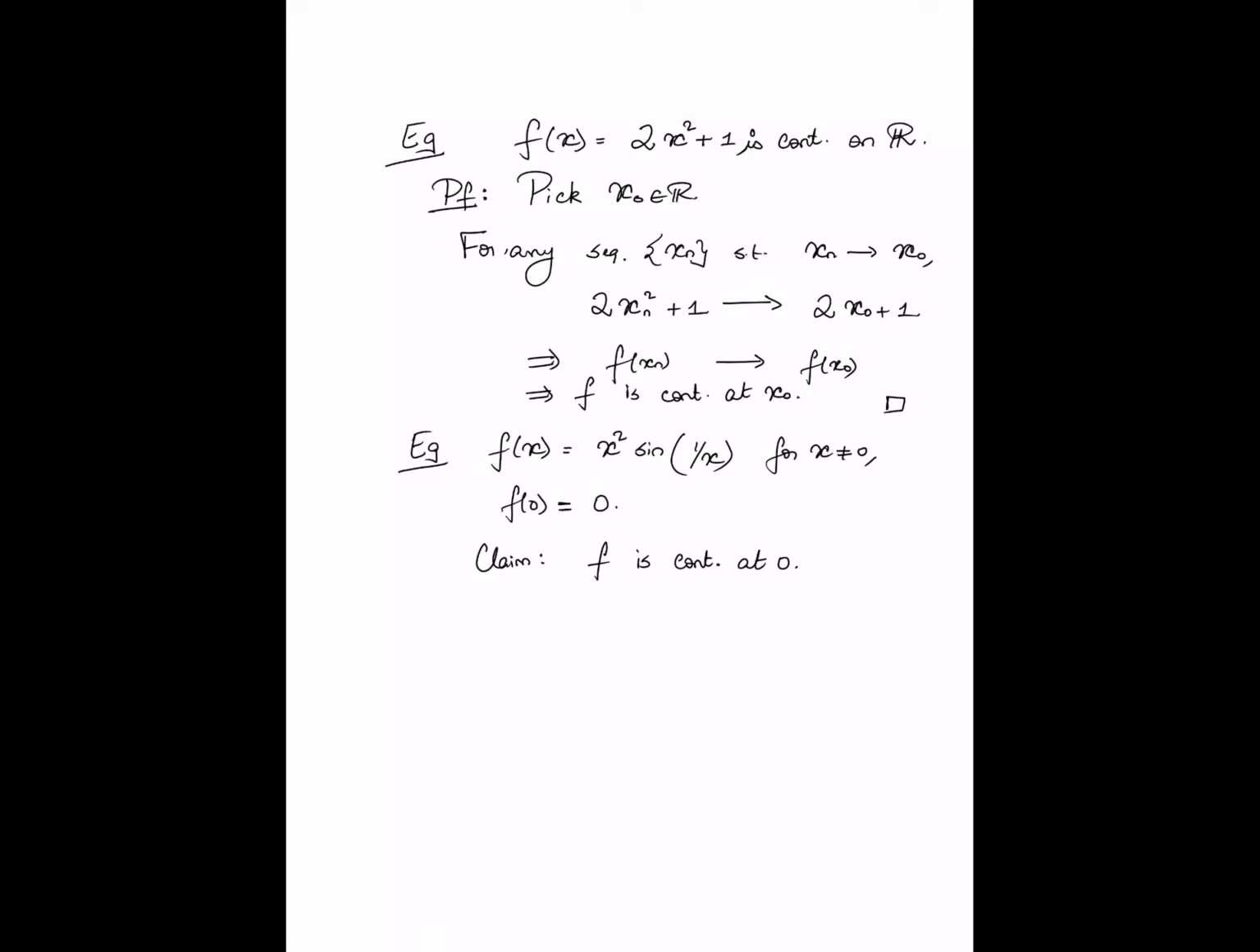How would you show this? All you have to do is argue that for any sequence that converges to 0, f of that sequence, so f of xn, will in fact also converge to 0. Once you can show that, that in turn implies that the function is continuous at 0.